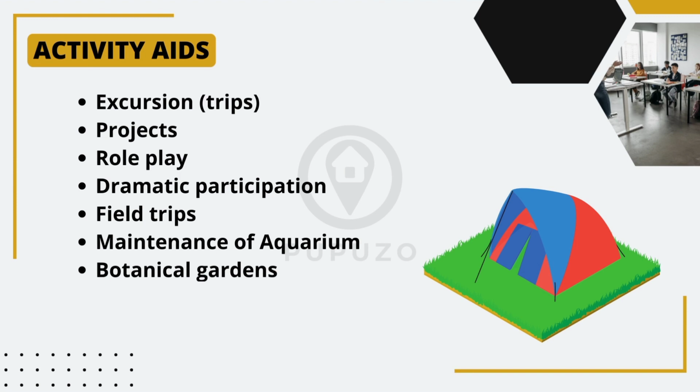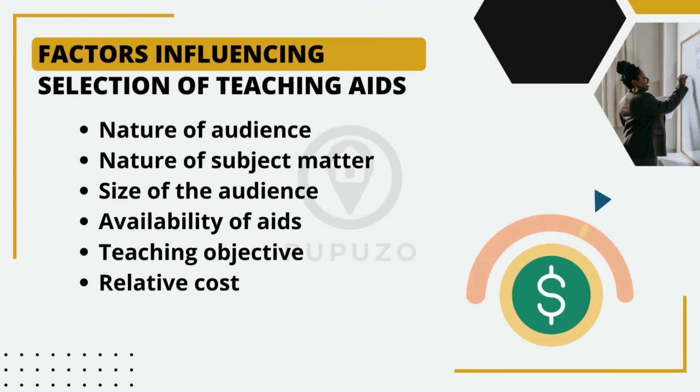application of knowledge. When selecting teaching aids, several factors come into play. The nature of the audience, subject matter, and the size of the audience are all important considerations. Additionally, the availability of aids, teaching objectives, and relative cost must be taken into account.